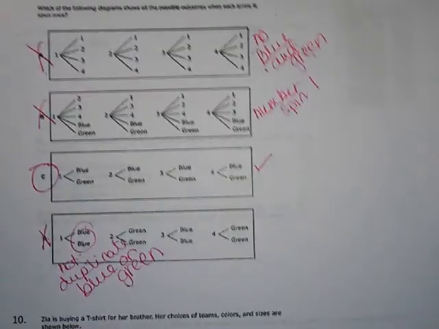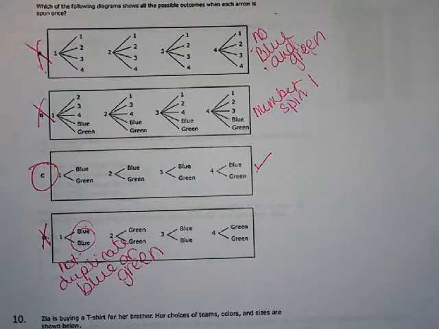So C is our answer. And I wrote not duplicate blue or green, because again, sometimes we don't know why we didn't get an answer, but you can tell us why not.